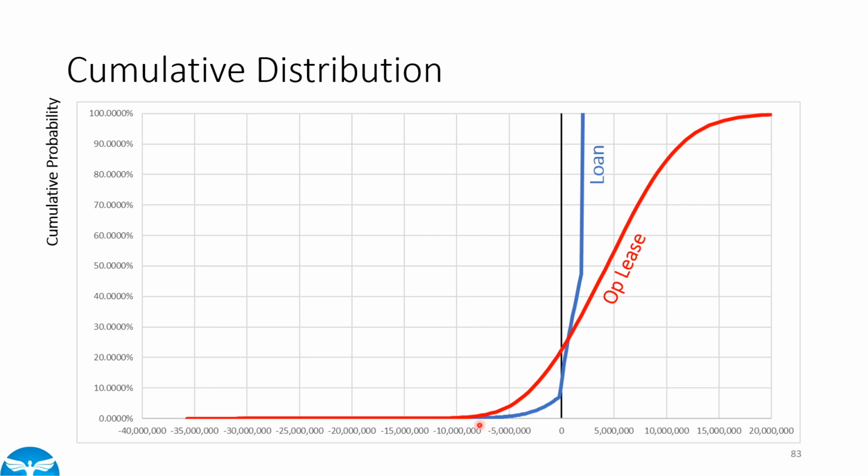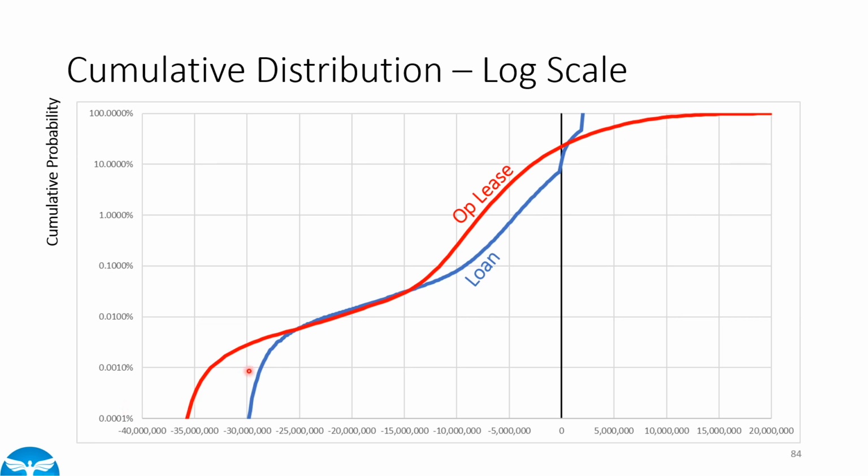But you can see also that the loss tail here is very long, and you can't really see the difference between this domain and this domain in the chart. So one thing that you can do is to transform this vertical probability axis into a logarithmic axis, and then you get this shape of the curve, and now you can see much better what the loss tail looks like, and you can see clearly that there is more loss risk in the operating lease, but also more earnings potential.